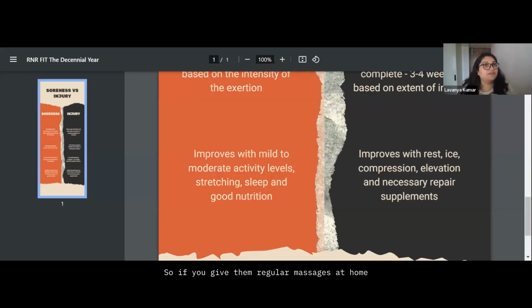So, if you give them regular massages at home, which is going to keep all of this in check already, great. But if you feel that there's a lot of tightness, especially in the hamstring, calf, lower back and glutes, which are the most common areas for tightness, then that is the time you go ahead and get the child to the physio. And of course, we can modulate the intensity to the best possible capacity, but it's still not going to be a comfortable massage or a release.